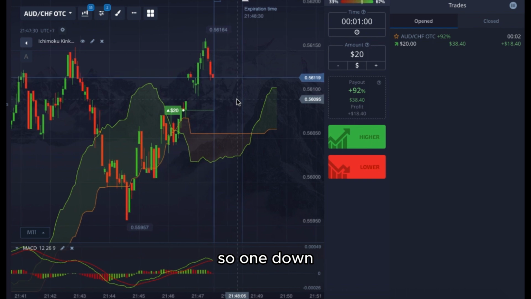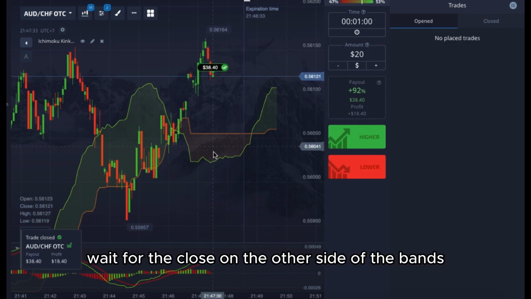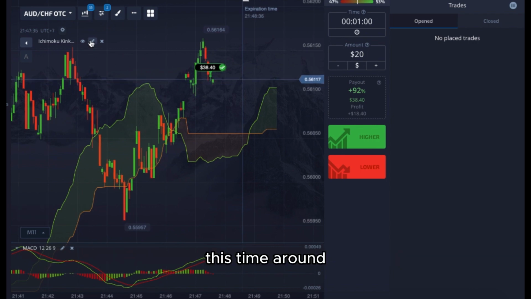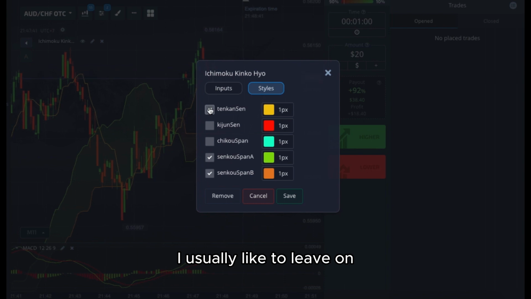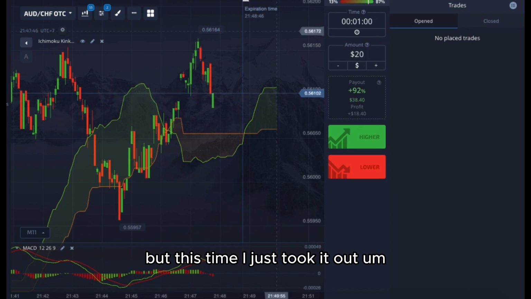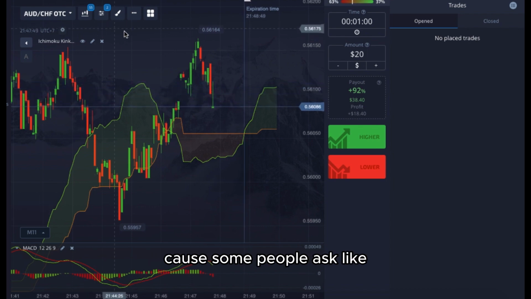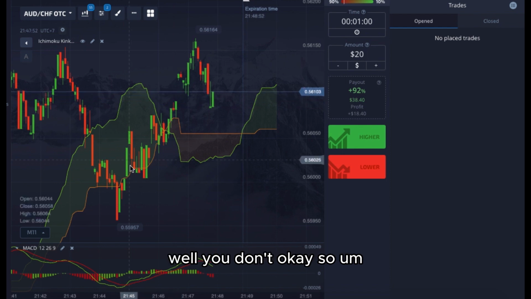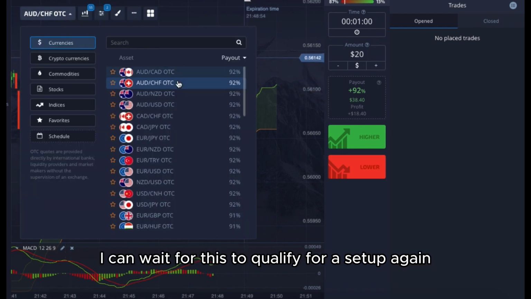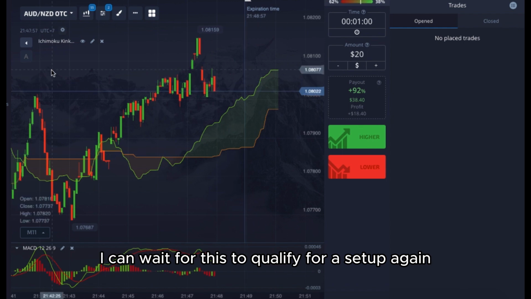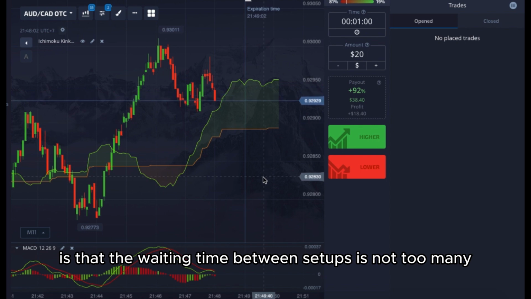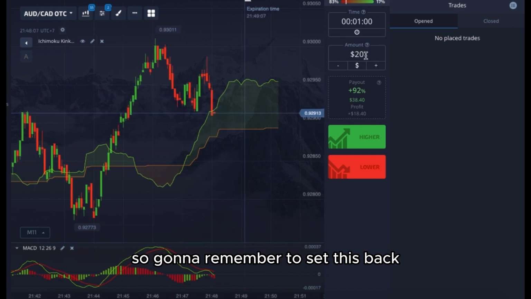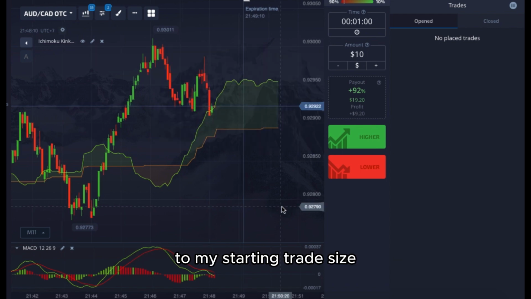Okay. So 1 down, we're going to look for the next opportunity, wait for it to close on the other side of the bands. This time around, with the Ichimoku Cloud, I've taken out the Kijun Sen, which I usually like to leave on, so that you have a cleaner chart, because some people ask, do I really need that many? Well, you don't. Okay, so I can wait for this to qualify for a setup again, or I can go to something else. What I like about the 5 second chart is that the waiting time between setups is not too long. So remember to set this back to my starting trade size.